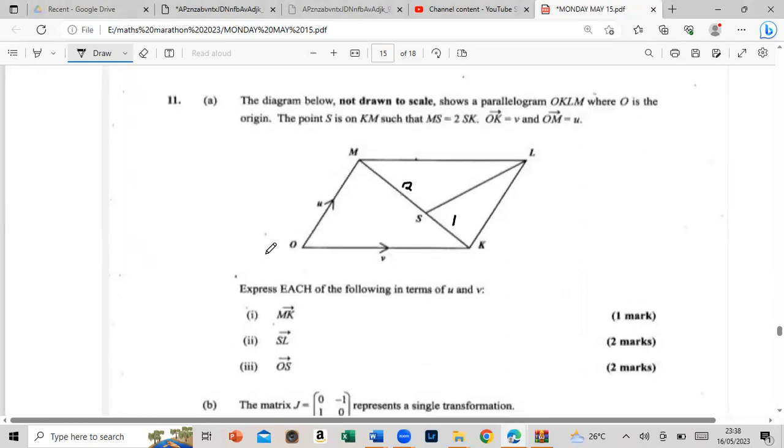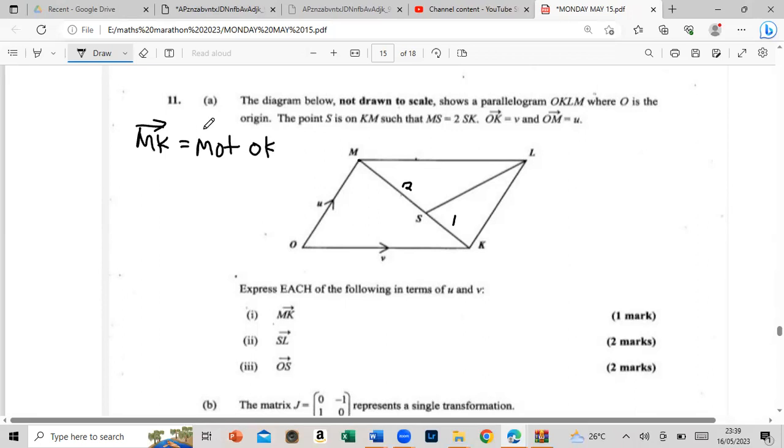All right, let's put other things in perspective. It says from O to K is equal to V, and from O to M is equal to U. Now express each of the following in terms of U and V, and that is one mark. They want the vector from M to K. We cannot go directly, so let's work with this piece. We're going from M to K, and this is the route we're going to choose. Since this is U, we're going to go from M to O, plus then when we reach here, we're going to go from O to K, and that would be the distance.